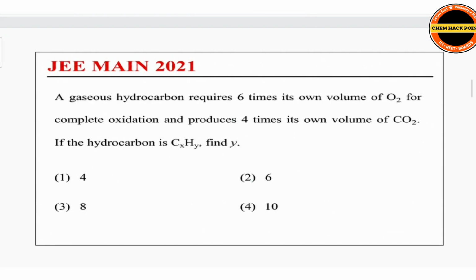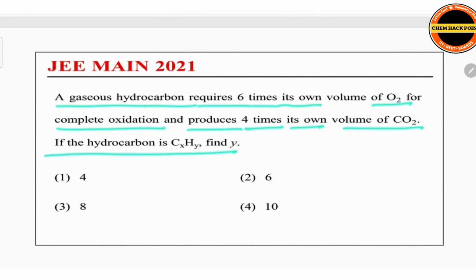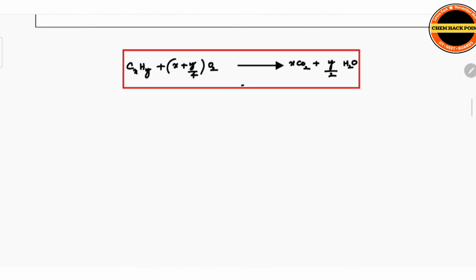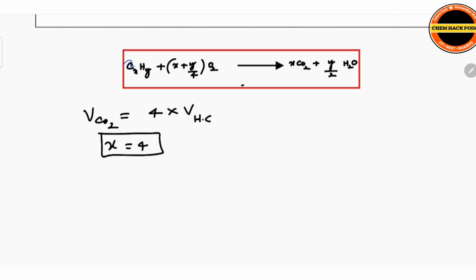JEE Mains 2021 eudiometry question. See here, a gaseous hydrocarbon requires 6 times its own volume of O2 for complete oxidation, produces 4 times its own volume of CO2. If the hydrocarbon is CxHy, find y. So general hydrocarbon combustion reaction we wrote above. According to the given question, volume of CO2 is 4 times volume of hydrocarbon. Hence you can write x is equal to 4. If volume of hydrocarbon is 1, here x is 4, that's what they mentioned.